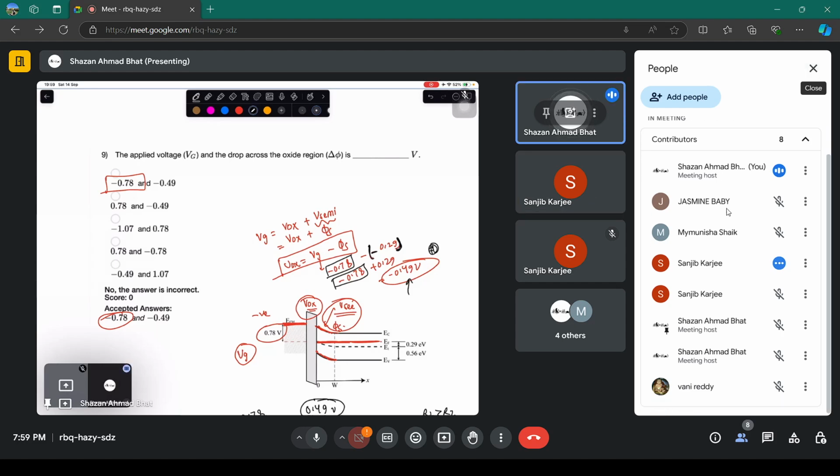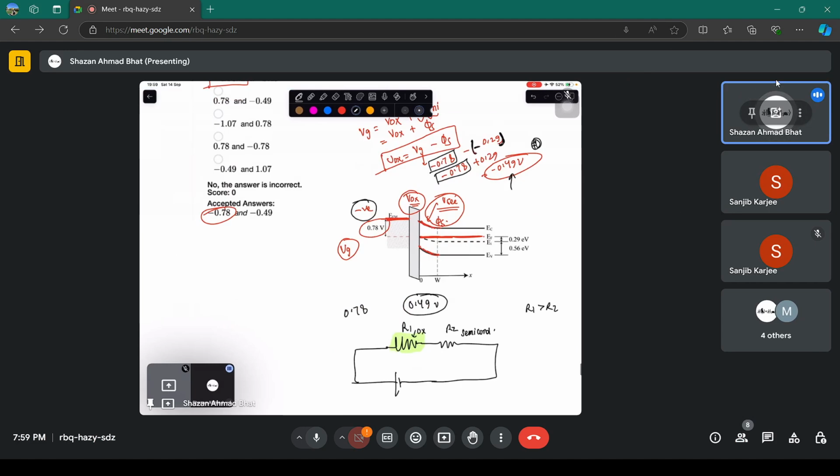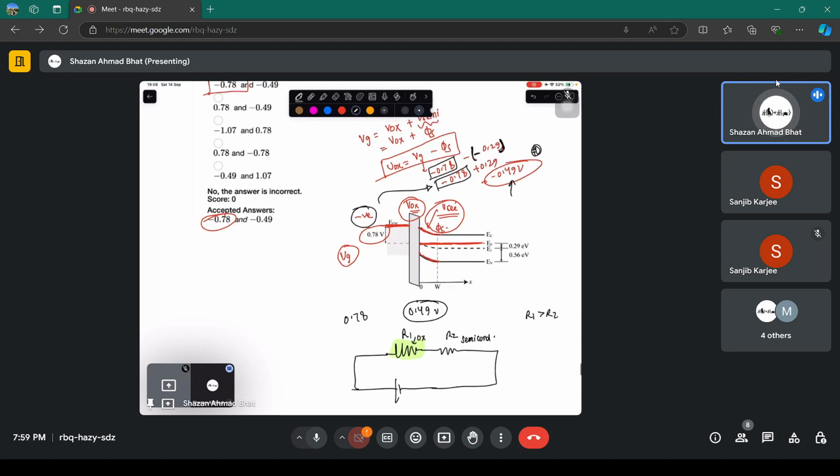I don't get your question exactly. So what I mean to say is that the gate voltage is going to be negative, and that is reflected here, and the surface potential is also negative. That's why you have the negative here. Negative and negative becomes positive, and the overall sign is negative. Minus 0.78 plus 0.29, and you get the overall voltage. The voltage drop across the oxide is minus 0.49. The sign is going to be important.